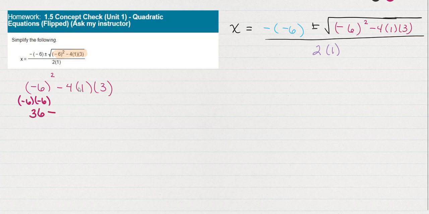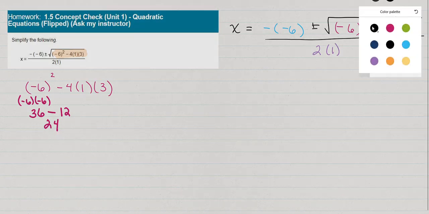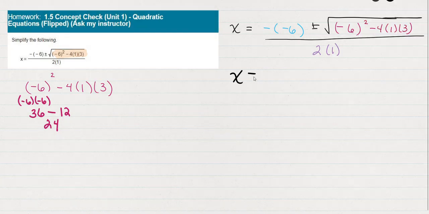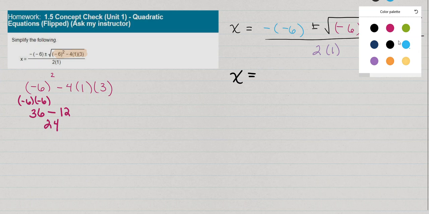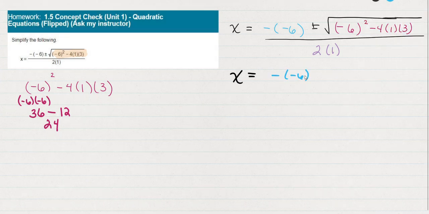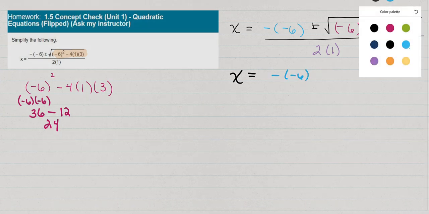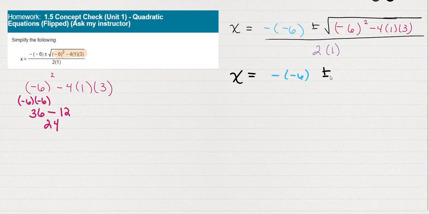And then subtract 4 times 1 times 3. 4 times 1 is 4. 4 times 3 is 12. So we get 36 minus 12, or 24. Let me insert that in. Here we have x equals the opposite of negative 6 plus or minus the square root of 24 all over 2 times 1.